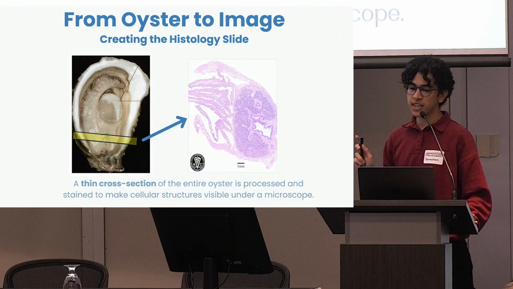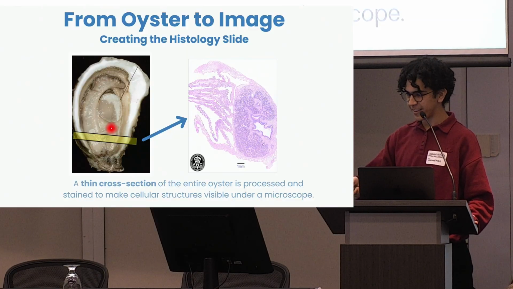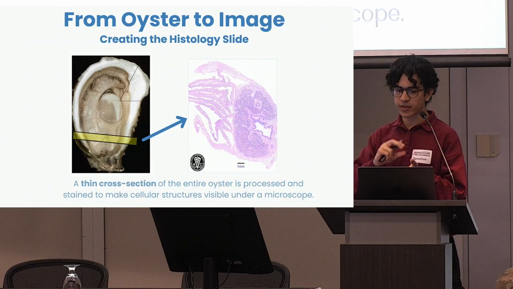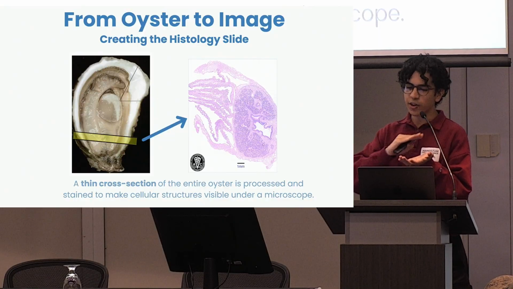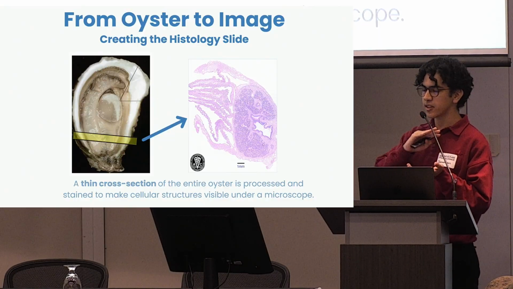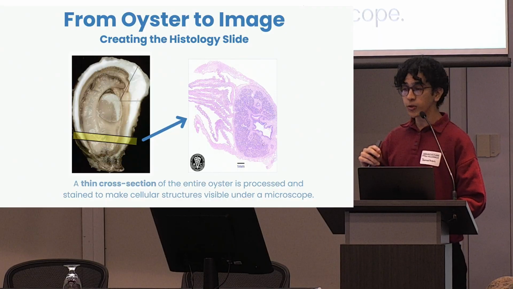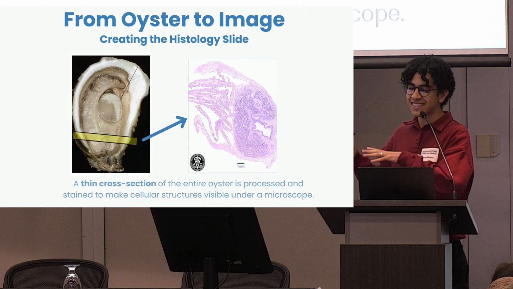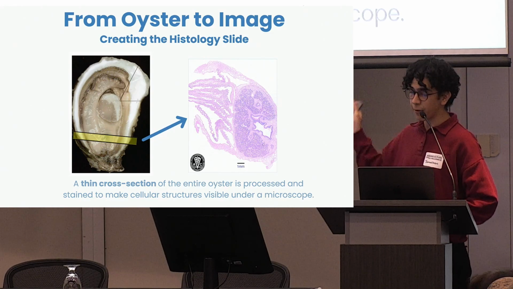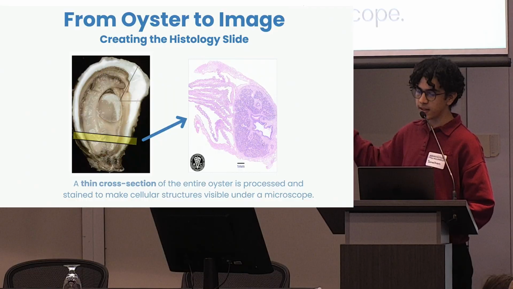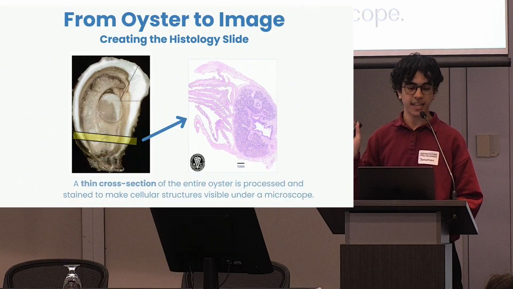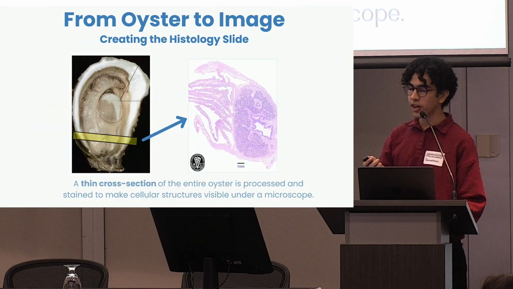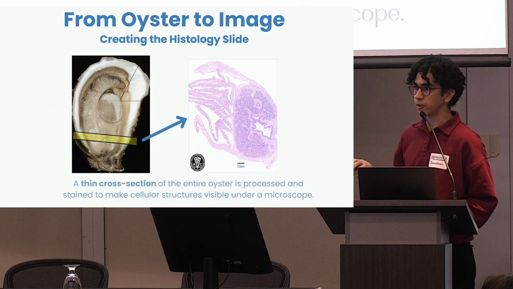On the left, you can see the standard oyster. The yellow band there highlights the very specific region where a very thin cross-section of the entire body is carefully cut. After a multi-day process of preservation, staining, and scanning, that single thin slice of tissue becomes the high-resolution image you see here on the right. This is what we call a whole slide image. Now that we understand what a histology slide is, let's take a look at some examples to see the threat we're trying to find.